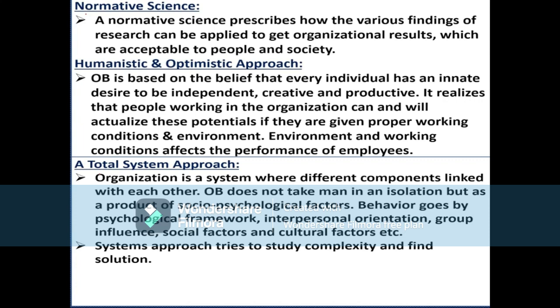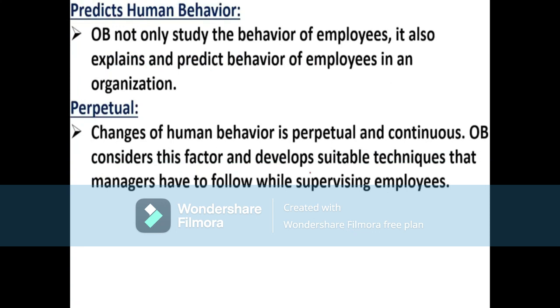Man is also not a single person, he also interacts with all these factors like psychological, sociological, interpersonal orientation. So all these variables will affect the total system approach, to study the complexity and find a solution for all these things. As a whole, we have to study man in all these aspects. So the organization is a system where different components are linked with each other.